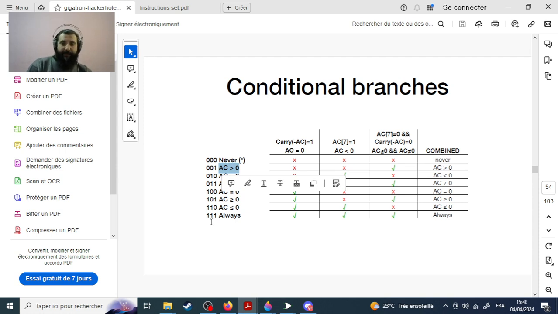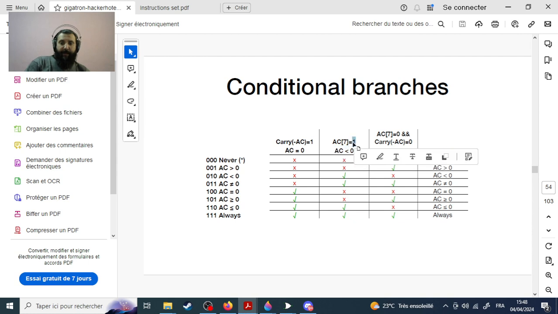Okay. I will repeat briefly. We have three bits. The last bit, IC is equal to zero. This column is the middle bit, IC is less than zero. And it's pretty simple. You have to check the same bits. And the last condition is difficult.